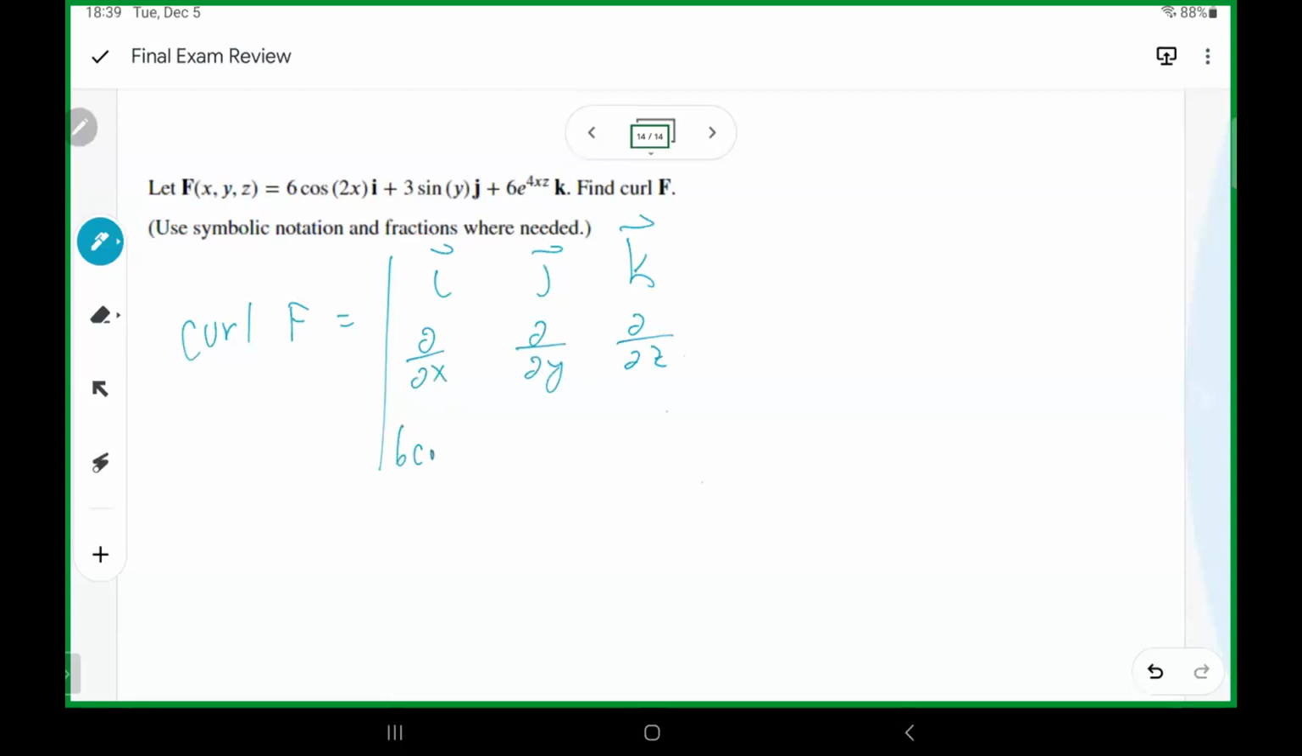Okay, so 6 cosine 2x, 3 sine y, 6 e to the 4x z. And hopefully we'll have enough room.